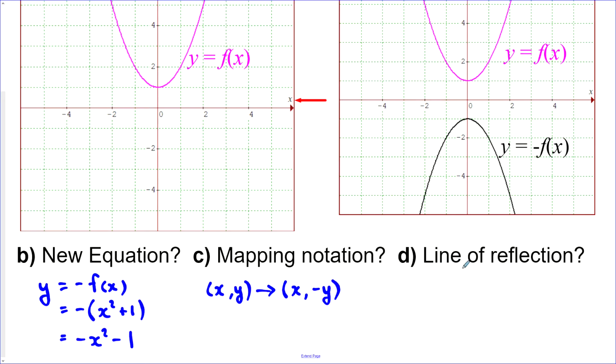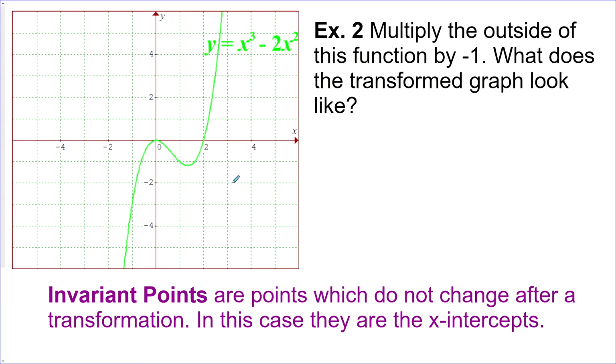And what's the line of reflection? Now we like to make an equation for that line, so don't just write 0. You could write the x-axis, or you could write y equals 0. And that would be this line here that it was reflected in. We want to multiply outside this function by -1. So let's do that from the graph. If we're multiplying outside, we're only changing the y values.